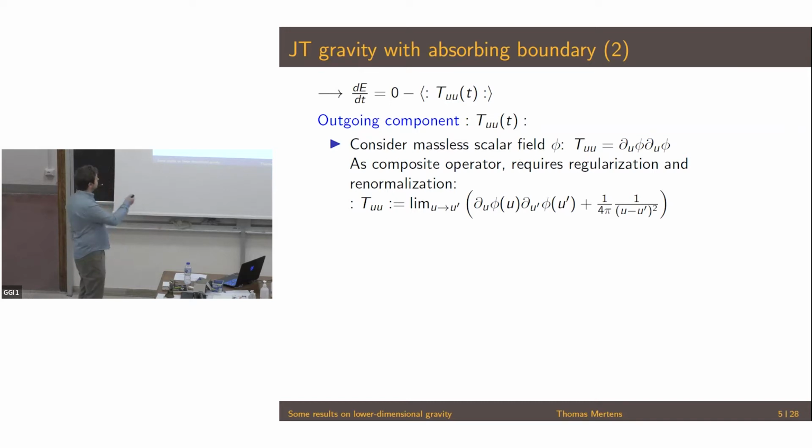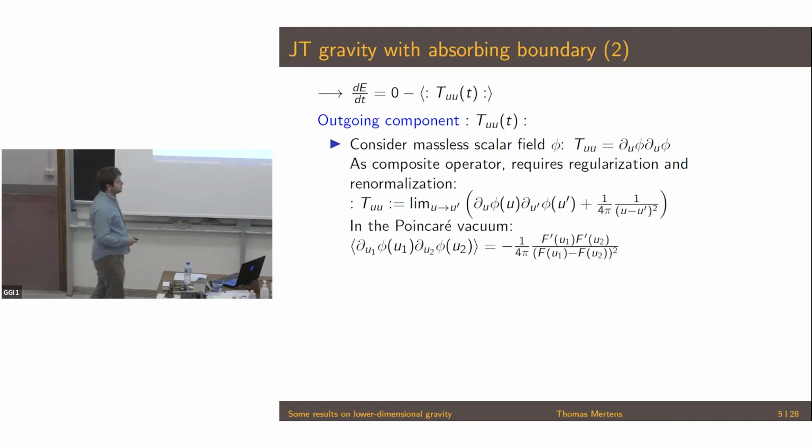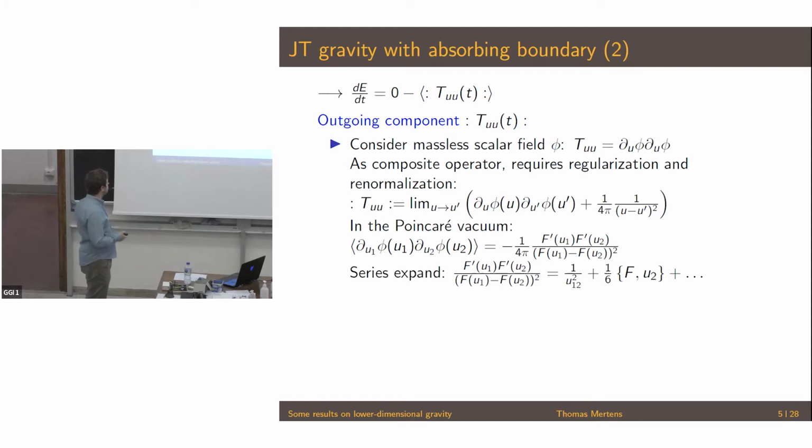So that's what I write here. As a standard, we point split this object and we subtract its divergence from it. And if we then evaluate this in the Poincare vacuum, for which this first piece looks like this, where this F is this boundary dynamical frame again, then you can just series expand this thing and you see that the first pole cancels out.